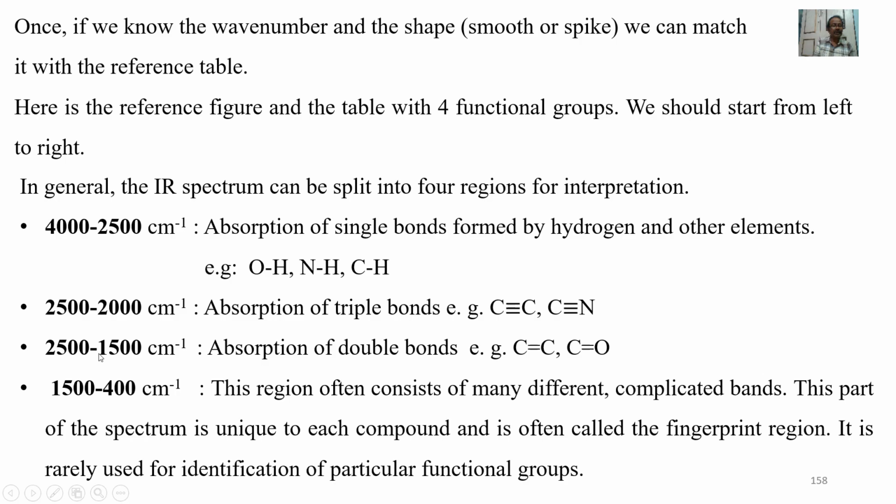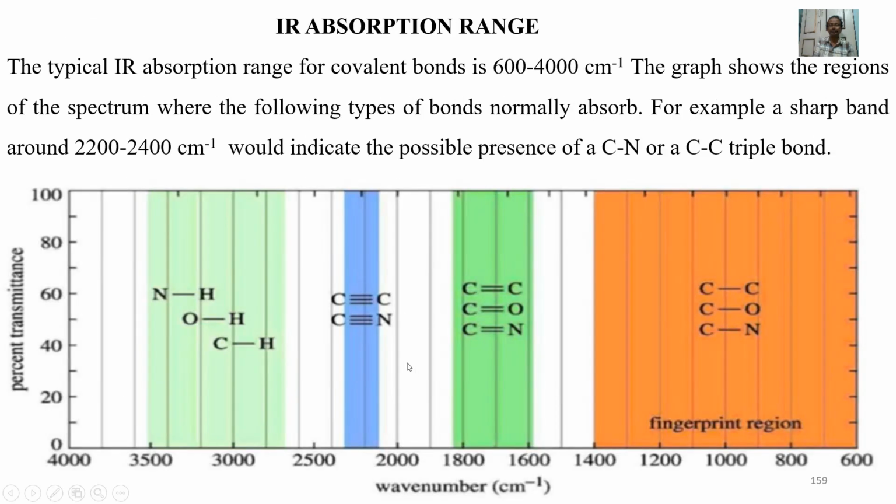2000 to 1500 per centimeter is absorption of double bonds, that is, it can be CC or CO double bonds. 1500 to 400 per centimeter, this region often consists of many different complicated bands. This part of the spectrum is unique to each compound and is often called the fingerprint region. It is rarely used for identification of particular functional groups. So as I said earlier, minimum 4 types we have to learn, minimum 4.